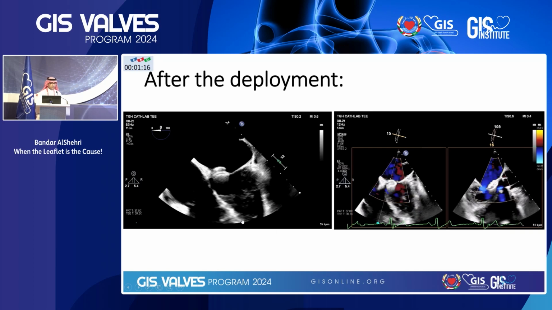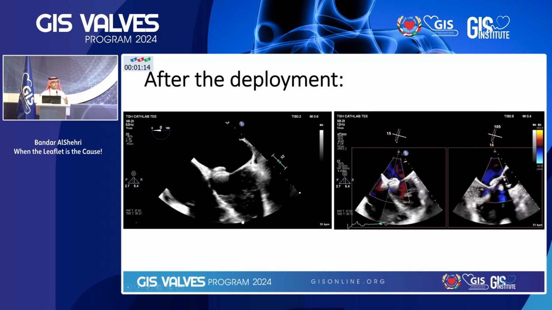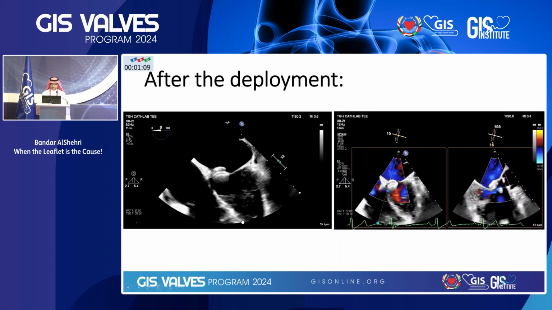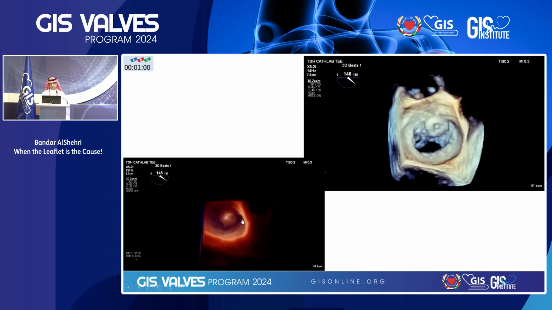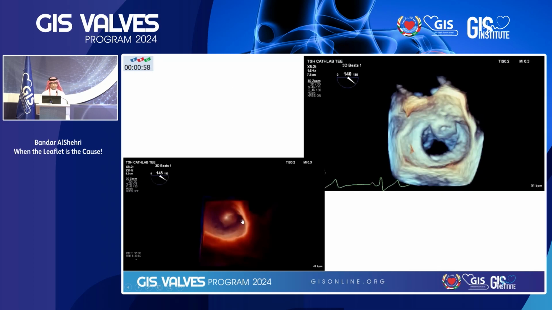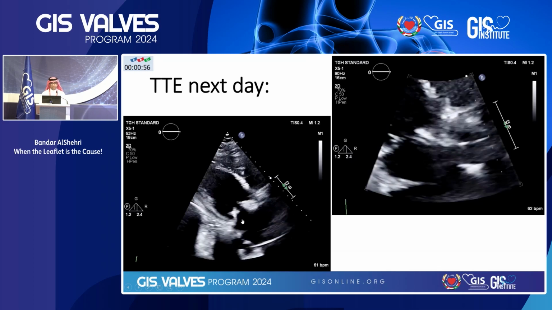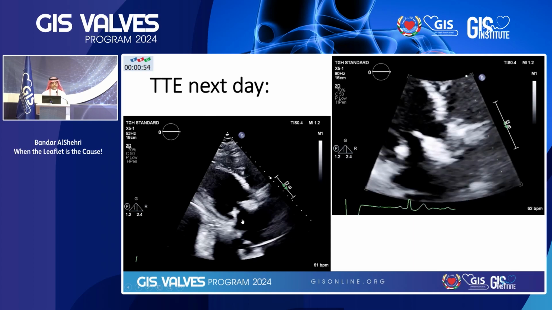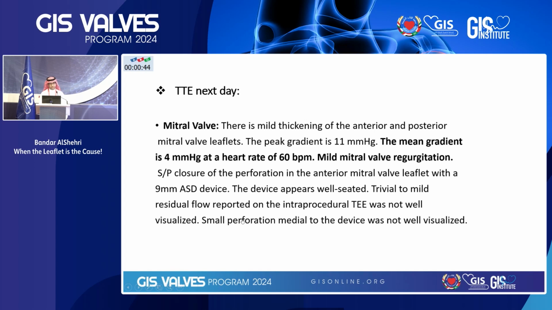So this is after the release of the device. As you see here, the device takes the shape of the leaflet. It is away from the tip of the leaflet, and this is very important, because this is what can create the gradient after the release of the device. Also there is no significant MR. From the beginning there was mild intrinsic MR, which is the same as now. And this is the 3D. The transthoracic echo the next day showed a freely mobile anterior leaflet. There is no significant LVOT obstruction, and no significant gradient on the mitral valve.